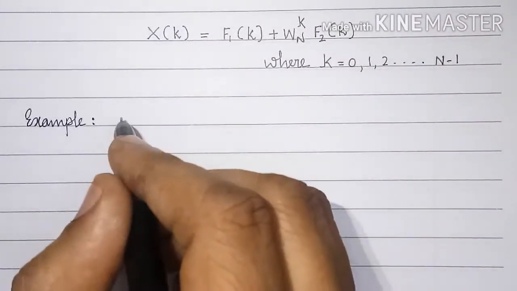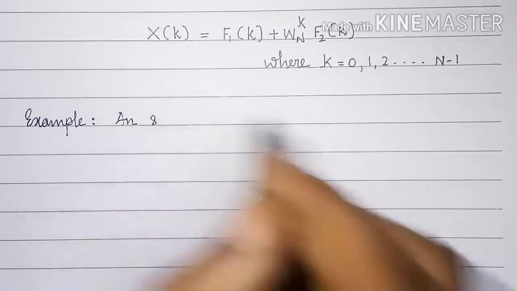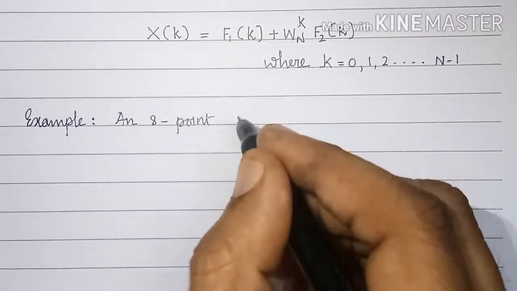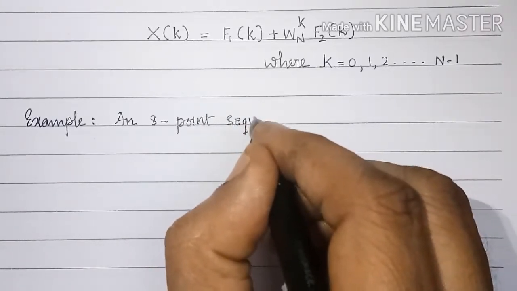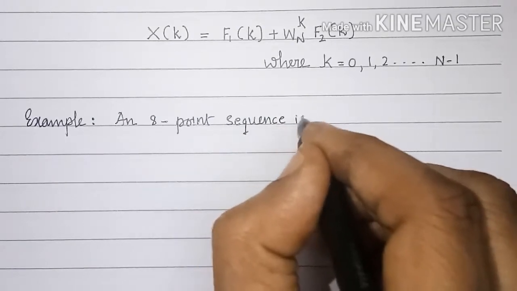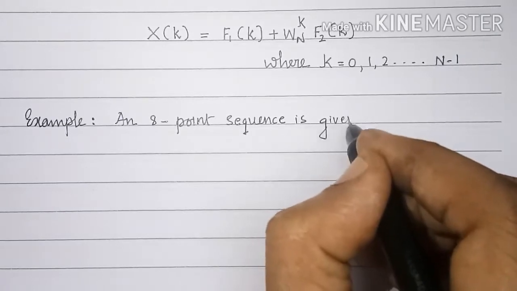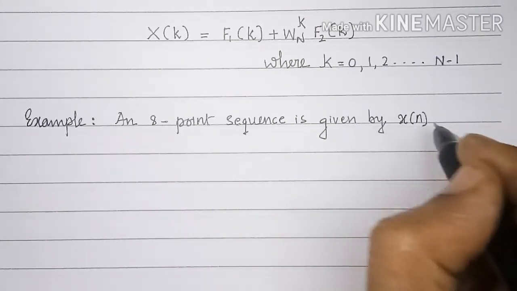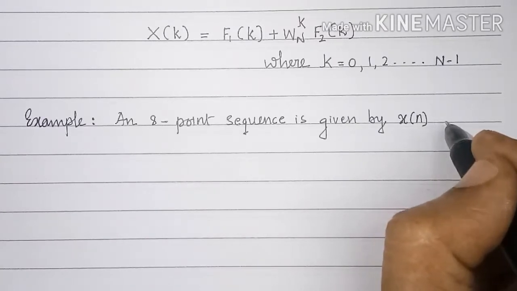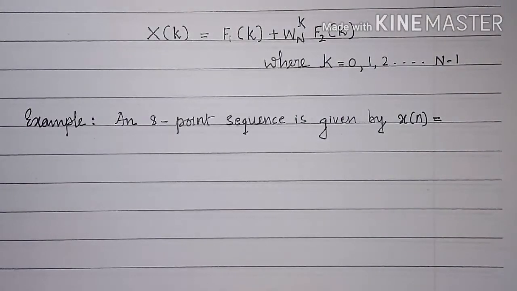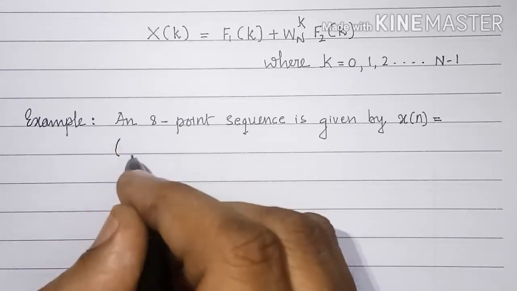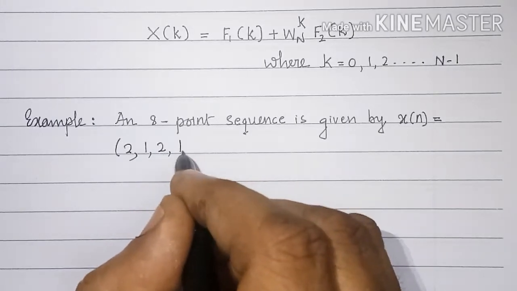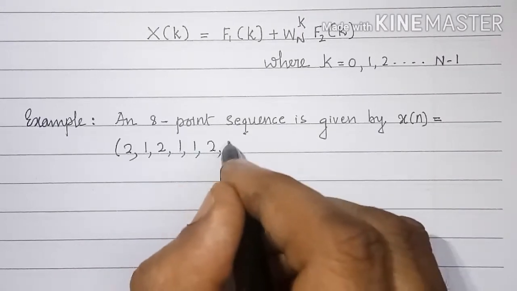Example: An 8-point sequence is given by x of n equal to 2, 1, 2, 1, 1, 2, 1, 2.